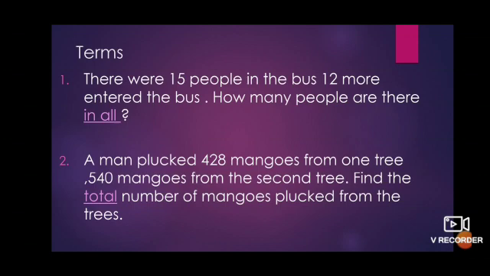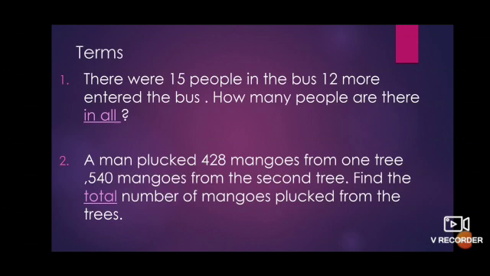First question: there were 15 people in the bus, 12 more entered the bus. How many people are there in all? So here you are asked, how many people are there in all? In all means you have to add. What do you have to do, children? You have to add the numbers to find the total number of people in the bus.